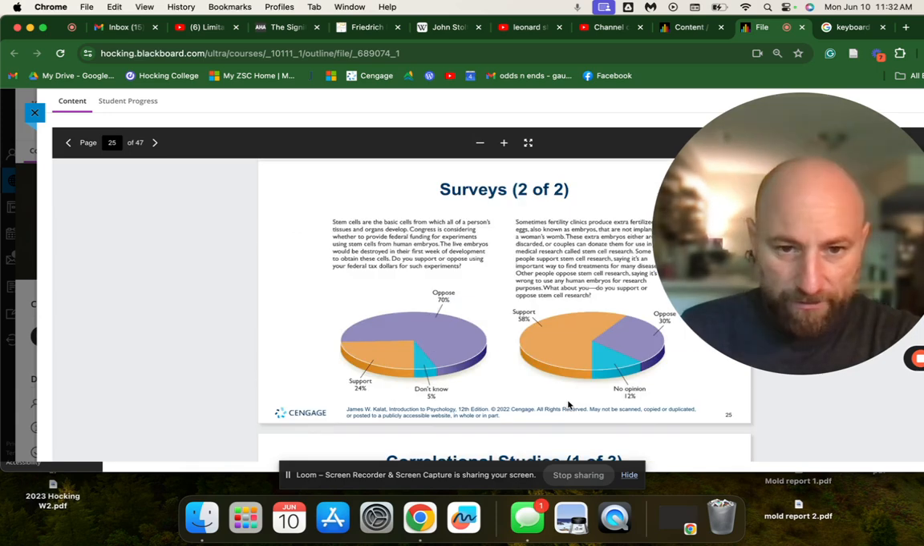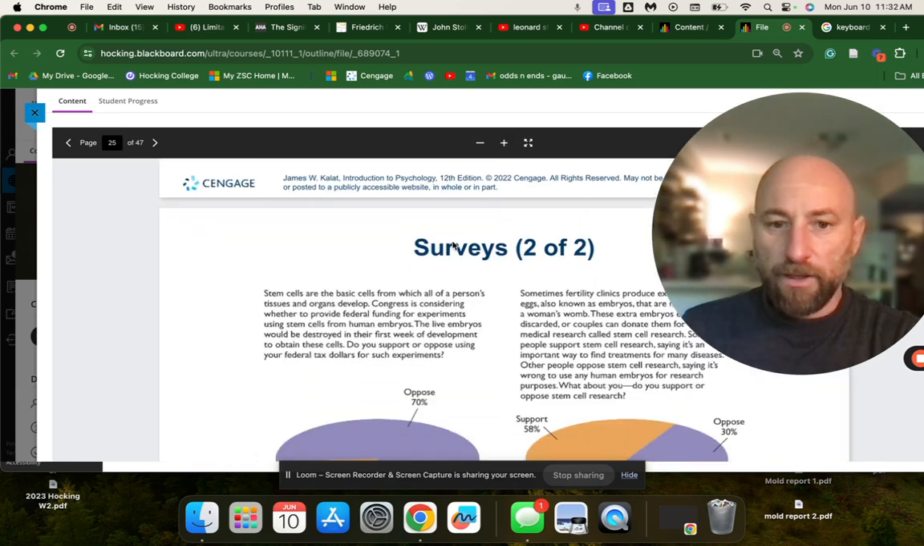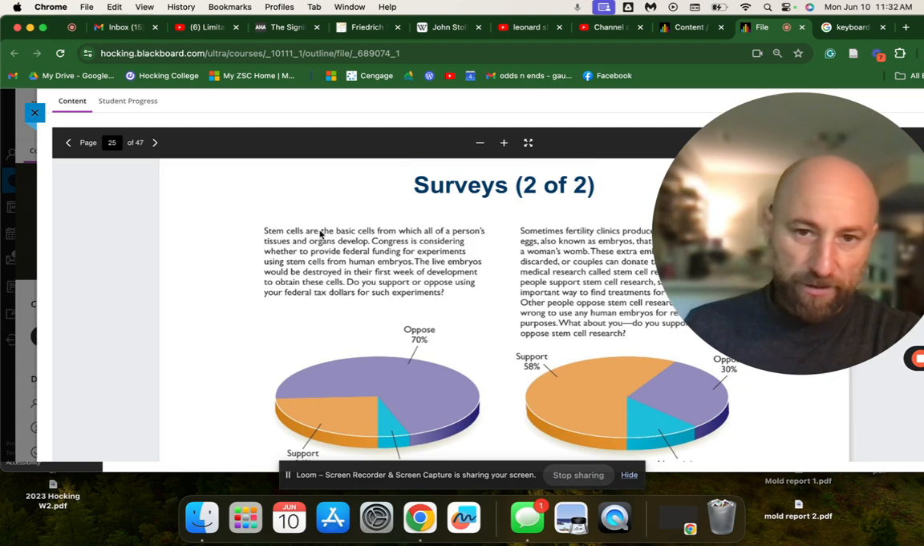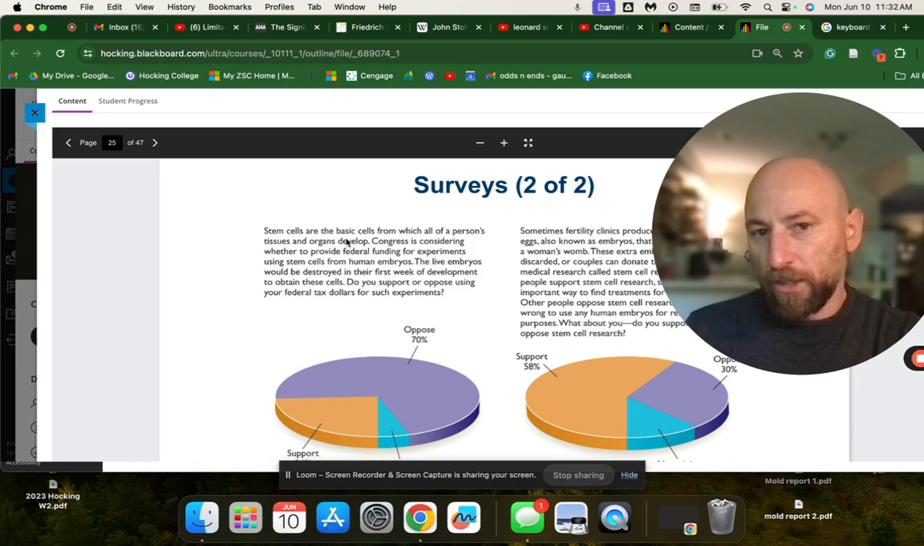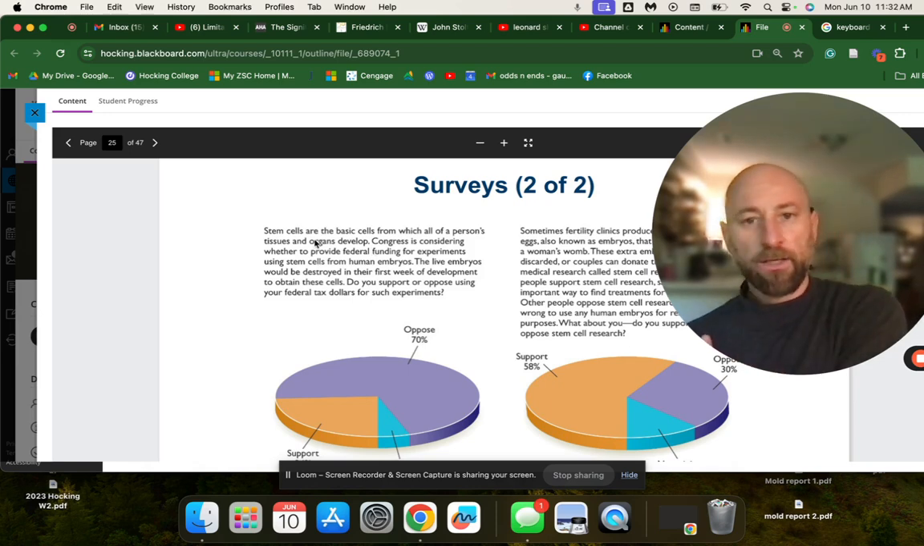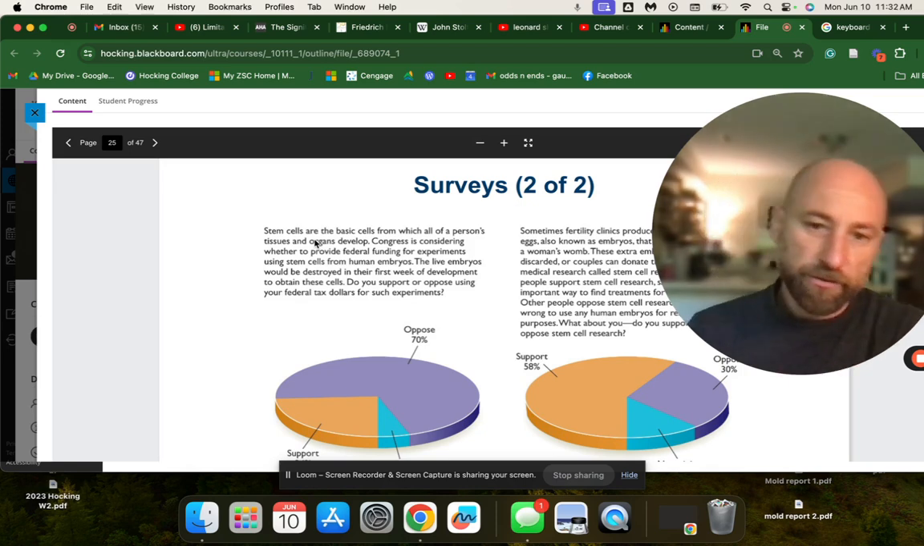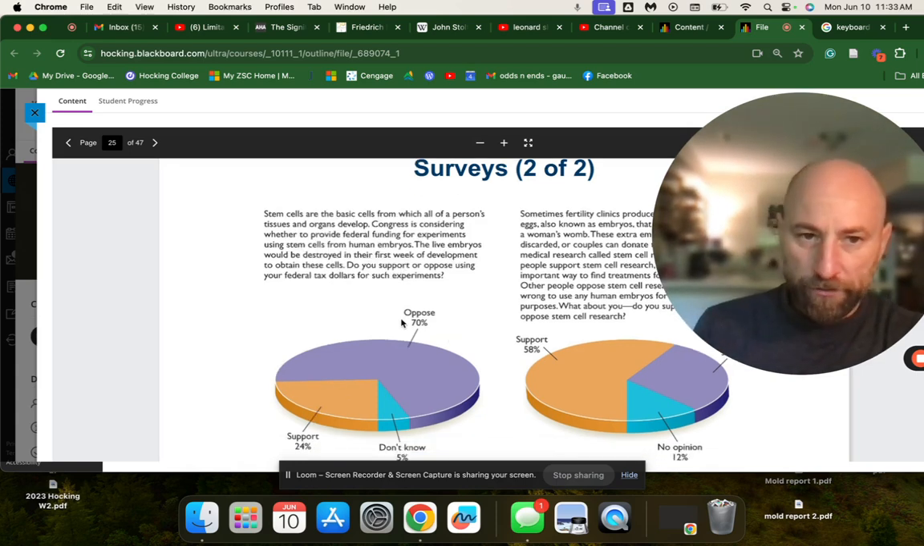Okay, here is an example, a little hard to read. Let's zoom in a little bit. Okay, so here we have 70% opposing, 5 don't know, 24 supporting. And here's how it's phrased. Stem cells are the basic cells from which all of a person's tissues and organs develop. Congress is considering whether to provide federal funding for experiments using stem cells from human embryos. The live embryos would be destroyed in their first week of development to obtain these cells. Do you support or oppose using your federal tax dollars for such experiments? Okay, so you get a large majority opposing.